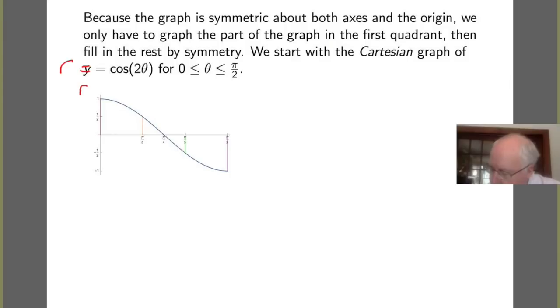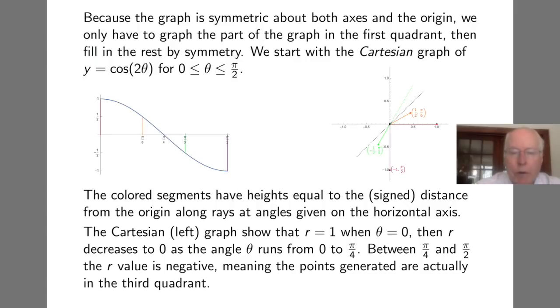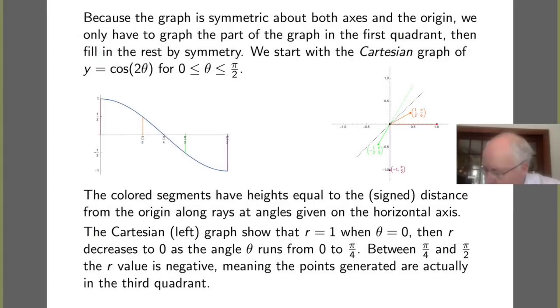Again, we start with the Cartesian graph, r-axis vertically, theta-axis horizontally. And we've put some red lines on there indicating r values at certain angles such as pi over 6, pi over 3, and even pi over 4. So when we look at the polar equation, the colored segments have heights equal to the signed distances, that is plus or minus, along the rays at angles given on the horizontal axis. So for example, this point right here, theta equals pi over 6, is in orange, and that corresponds to this orange point and segment over here.